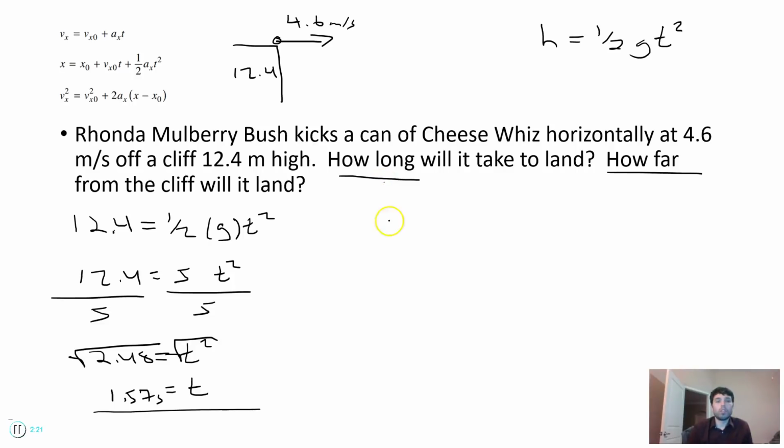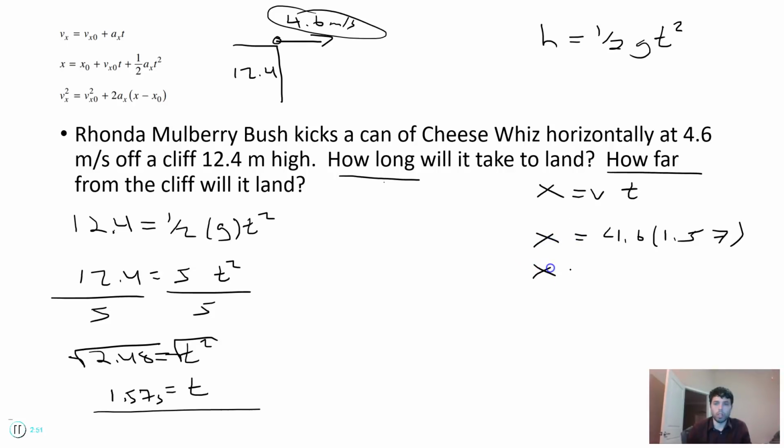How far from the cliff will it land? How far from the cliff? Not how high will it go, but how far from the cliff will it go? That's called a horizontal distance, right? So when we're talking about horizontal distance now, we're going to use the horizontal velocity that we're given initially, and we're going to remember that x equals vt is all I need for horizontal motion, right? V is my velocity, 4.6. Now I know that t is 1.57. I'm going to plug that in, and I'm going to find out how far it goes horizontally.